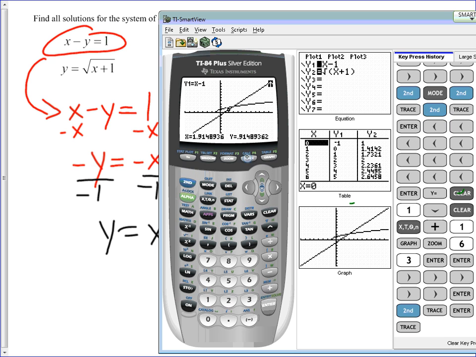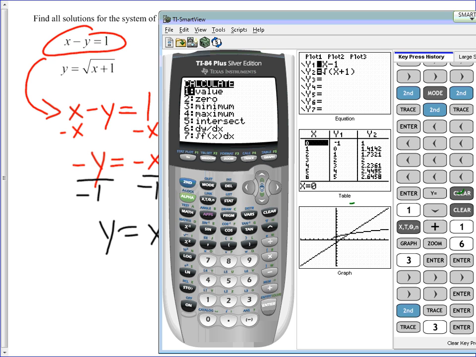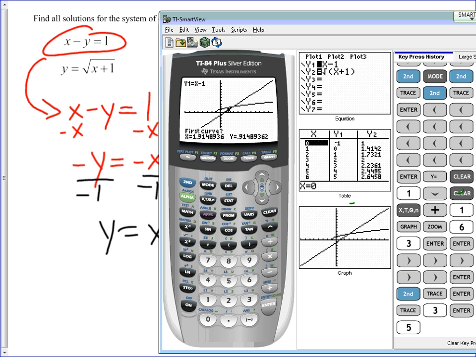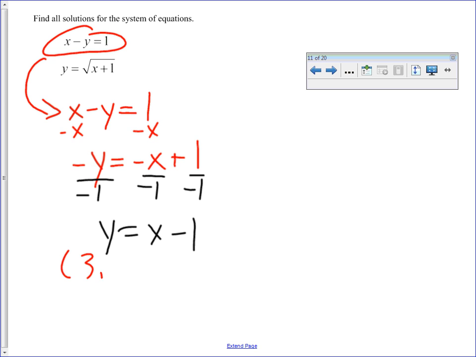Let's try again. Wait, I hit the wrong button. Second calc. I want 5 intersection. First curve, second curve, guess, and there's my intersection, 3, 2. So the solution is 3, 2.